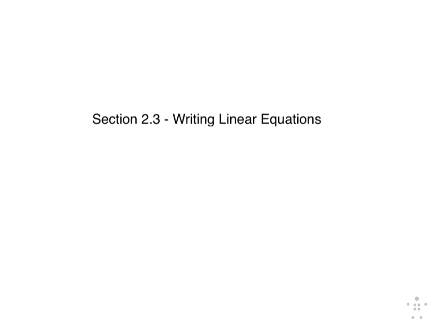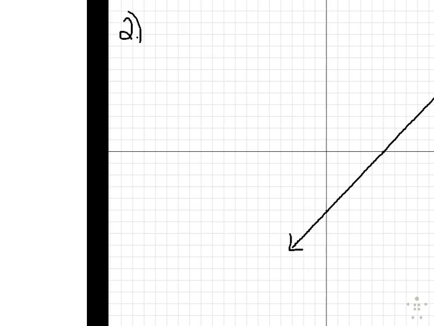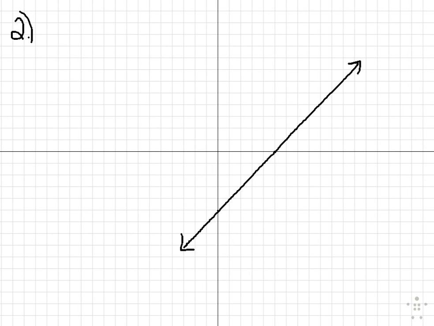This is section 2.3, writing linear equations. We're going to do some selected evens through this section. The first one we're going to start with is question number 2. If you notice in your book, it says write the equation of each graphed line in slope-intercept form.